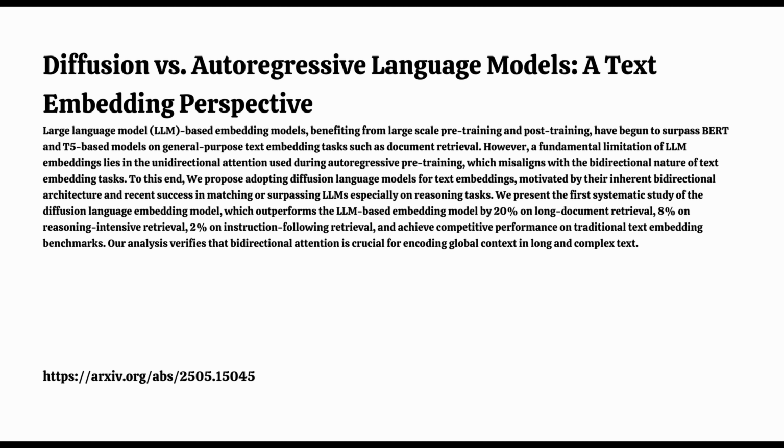Okay, that's the theory. How does it stack up in practice? The researchers really put it to the test, didn't they? They did a really diverse set of tasks. We're talking long document retrieval, tasks needing some serious reasoning, instruction following retrieval, and also the standard text embedding benchmarks. Let's start with those long documents. That seems like a place where seeing the whole context would really matter.